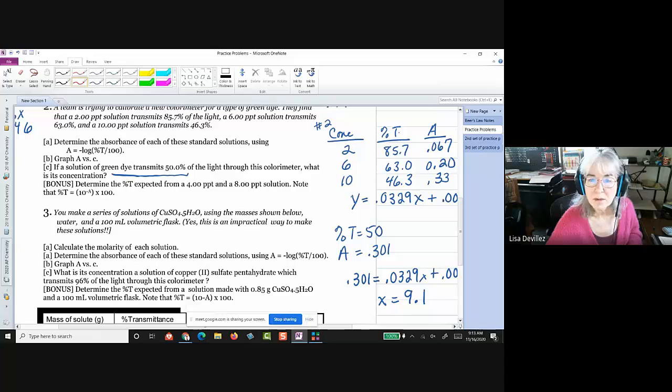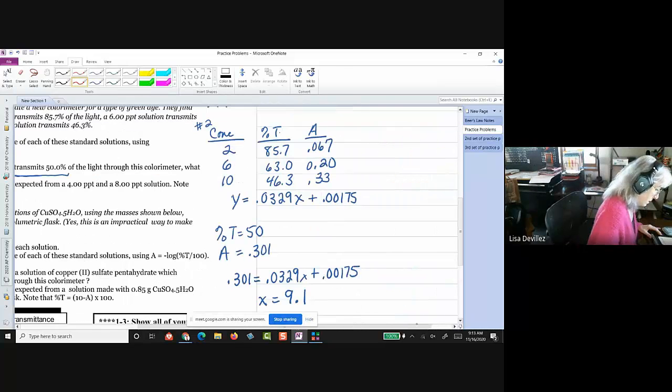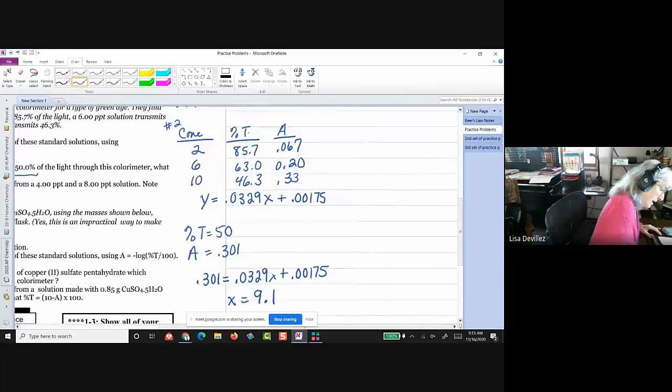All right, we'll just do one. Say my concentration is 4 parts per trillion and it wants to know what the percent transmission is. We're using the same equation, y equals 0.0329x plus 0.00175, except this time the concentration is our x.